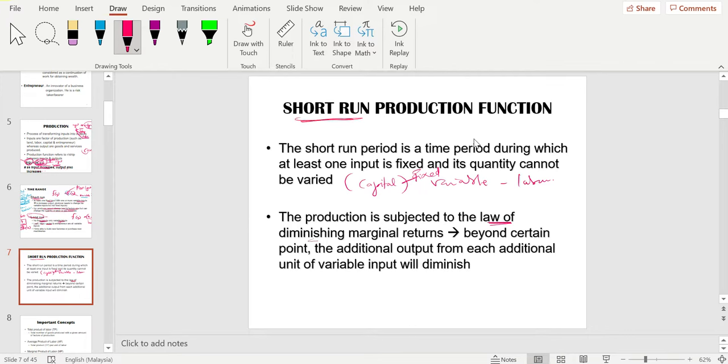Law of diminishing marginal return means that beyond a certain point, additional output from each additional unit of variable input will diminish. What is that, don't understand? It's okay, later we will learn.